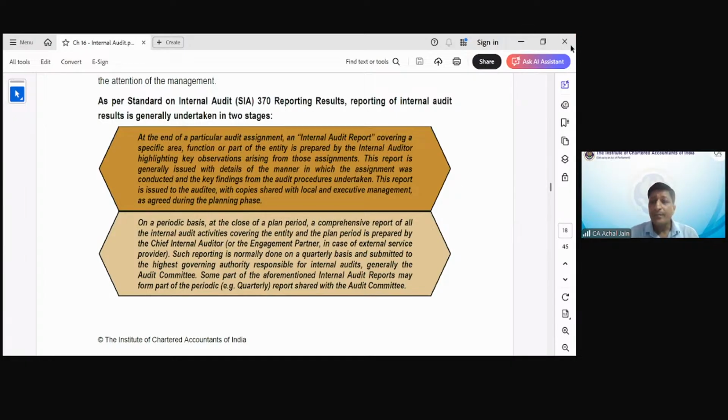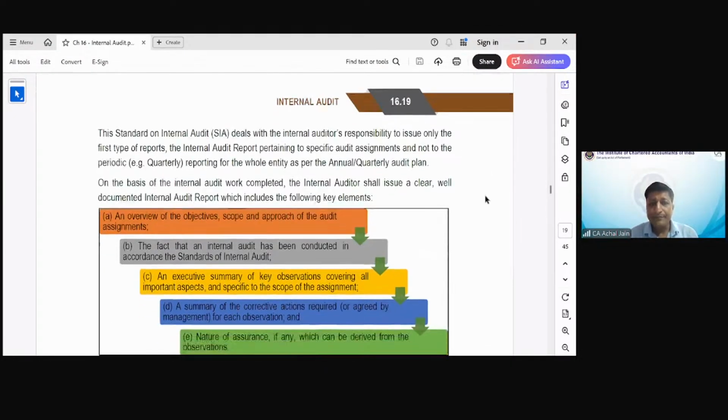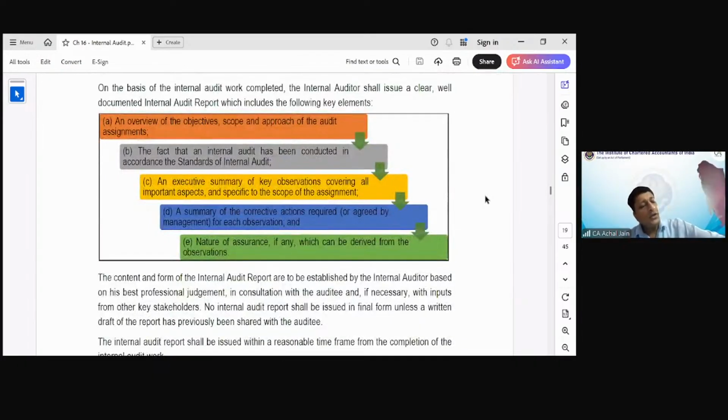Now, if you look at the audit report, what are going to be the components? Of course, to begin with, objective, scope, approach. Then executive summary. The internal auditor may have covered a lot of areas, and let's suppose this report is running into 40 pages. Every time the management, the senior management or the audit committee may not have the time to get into each and every issue. So that's why the executive summary is prepared.